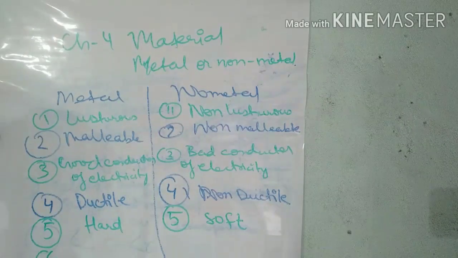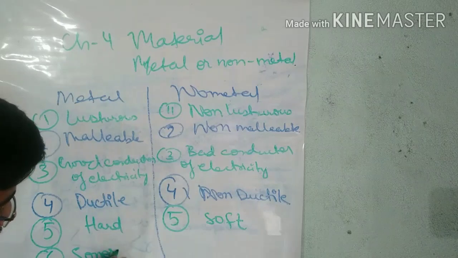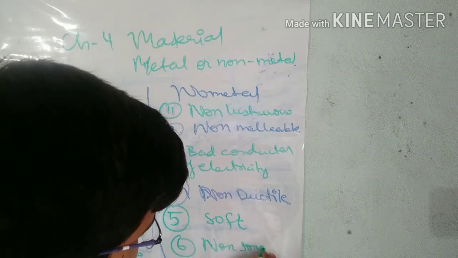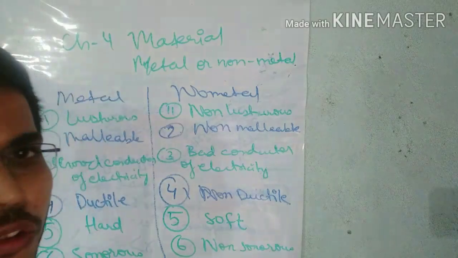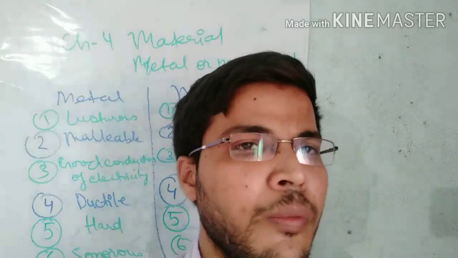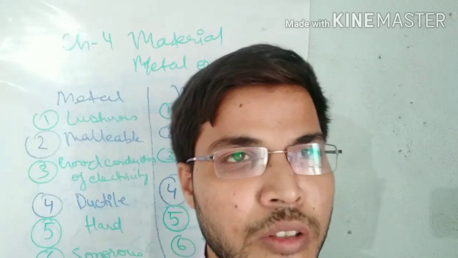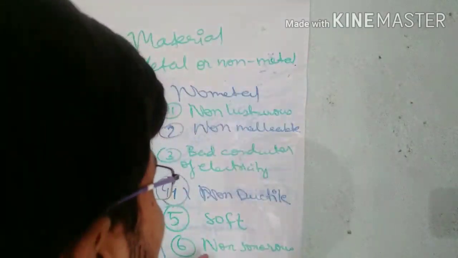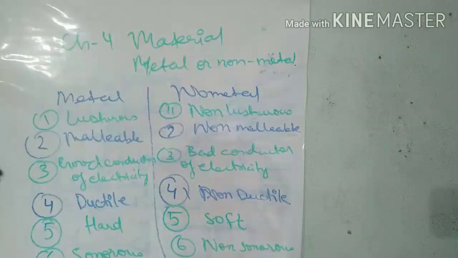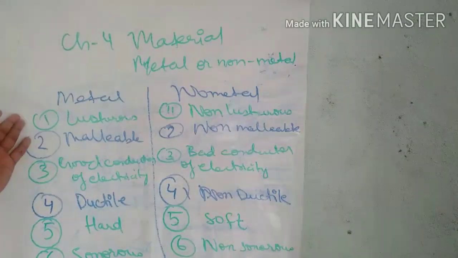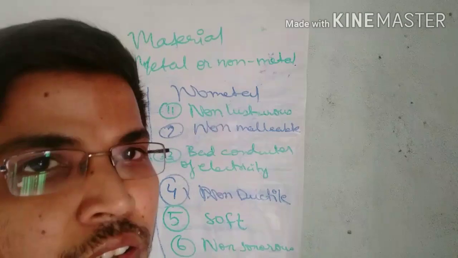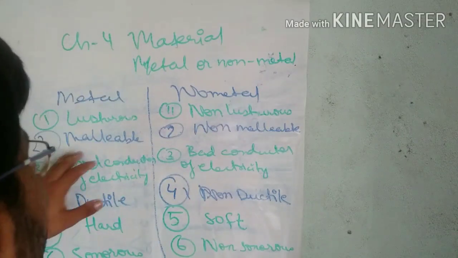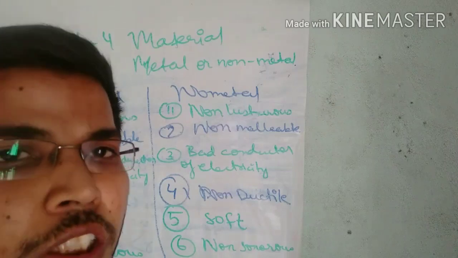And the last property of metal is that metals are sonorous. That means they produce sound when we strike them, whereas non-metals are non-sonorous. They do not produce any kind of sound. So we can say that metals have 6 properties, whereas non-metals also have 6 properties. Metals are malleable, ductile, lustrous, good conductors, hard and sonorous, whereas non-metals are non-lustrous, non-malleable, bad conductors, non-ductile, soft and non-sonorous.